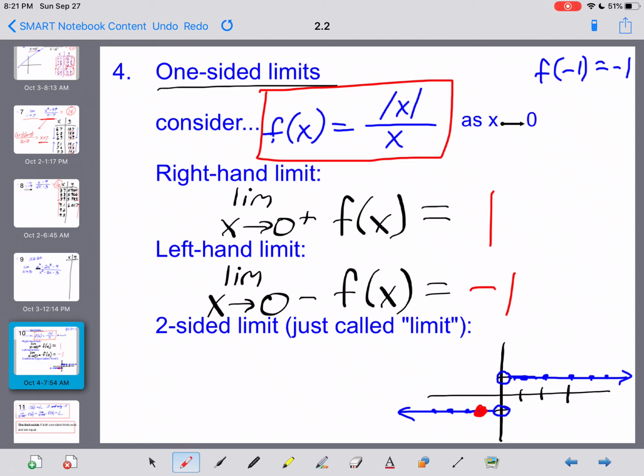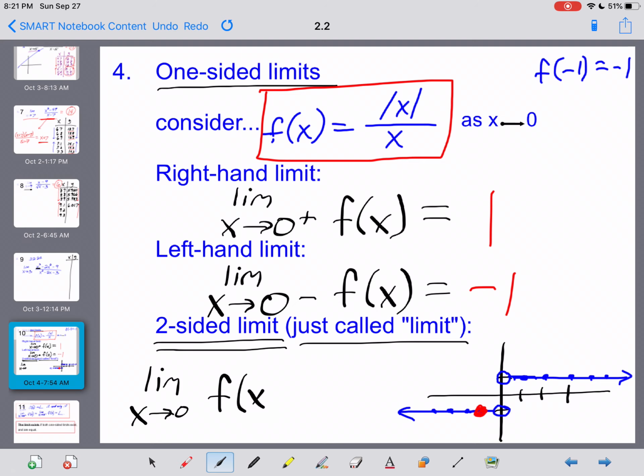So for the first time, everybody, the y values that you are converging towards are different from the left and the right-hand side. When we talk about a two-sided limit, that is actually what we were doing in the last umpteen sections. When we just talk about a limit without any adjective at the end, right hand or left hand, we just write it as we have been doing: the limit as x approaches 0 of f of x. But let's talk about this answer now, guys.